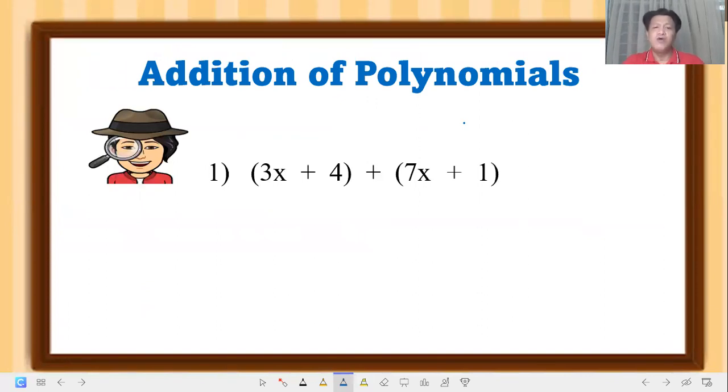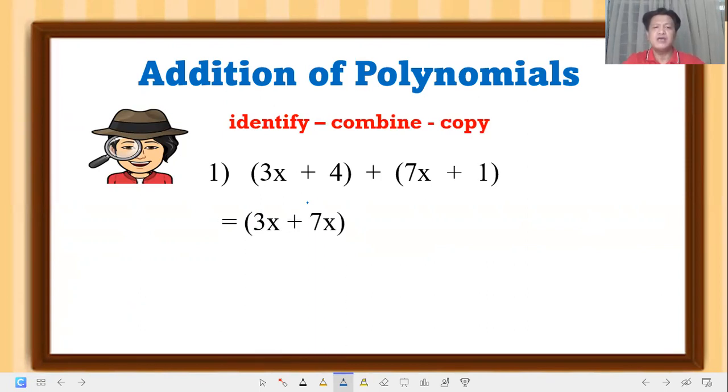So 3x plus 4 plus 7x plus 1. So if you are going to observe, sino kaya ang pwede natin i-combine? Diba? Kailangan alam natin yung like terms. Step 1 yun, diba? Identify like terms. So meaning to say we have 3x plus 7x kasi meron silang same literal coefficient na x.